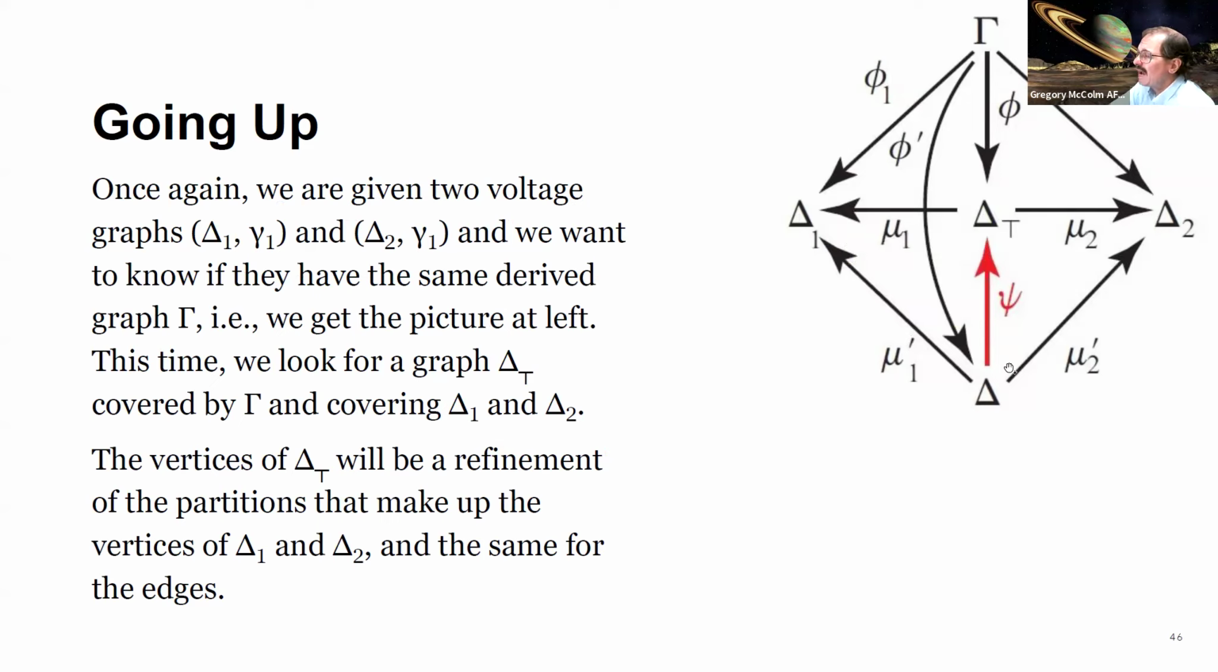So the first thing we have to do is go upwards. We have to find a graph that covers both delta 1 and delta 2. And so for this graph that covers both of them, we get the vertices and the edges, and we find the thing that covers them both. I'm running out of time, so I won't go into details on how to do that.